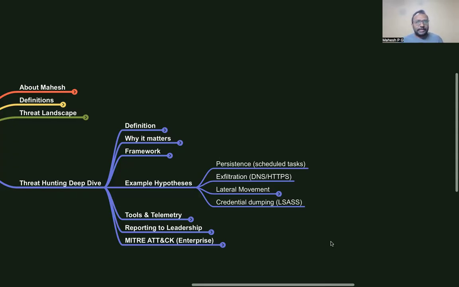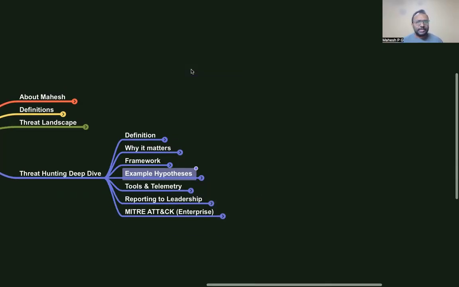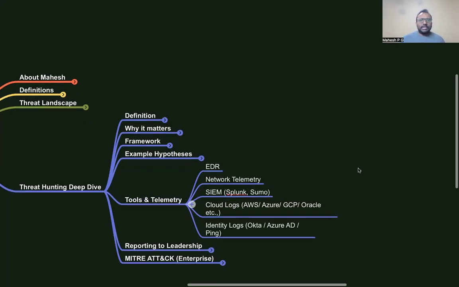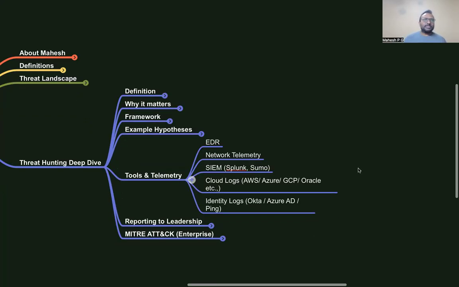According to the organization requirement, we can frame the threat hunting and start initiating that. What are the tools and telemetry we can use for this purpose? One is endpoint detection and response, which captures the system logs and system events. We can identify the timestamp, what is really happening.